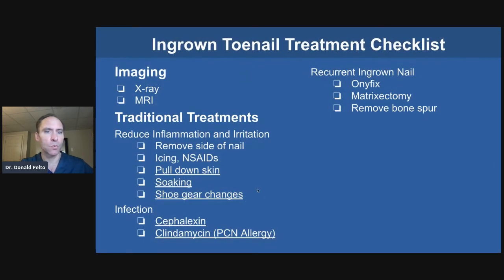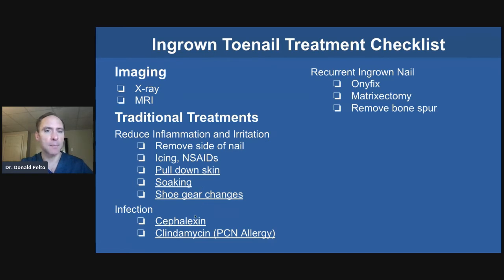And here is what I recommend for people trying before they come in. It's the things that are underlined on these checklists. You'll probably start by trying to pull down the skin. What that means is if the nail is grown in, you tape from one side all the way down on the other, and that pulls down the edge a little bit. That can help. You can do some soaking in Epsom salt soaks. That can help decompress the nail. You can try changing to wider shoes or wearing sandals.